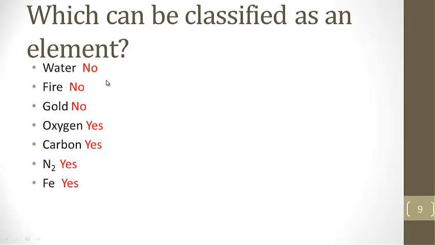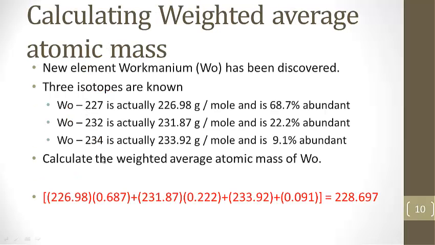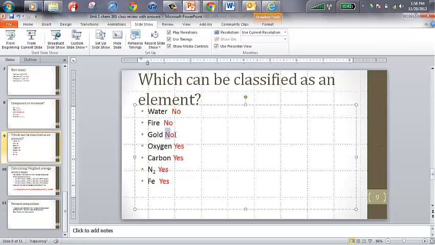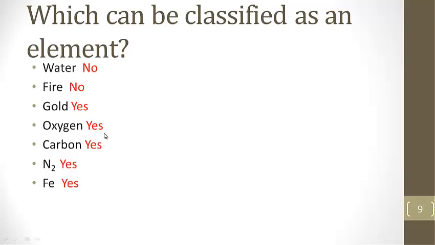All of these things could be, when we look at this list, are these elements or not? Water is not an element, fire is not an element. Gold, actually, this should be a yes. Excuse me, let me fix that. Gold is an element. I don't know why I have that as a no. Going too quickly there. Oxygen is an element. Carbon is an element. N2 would be considered an element because there's only one symbol there, and Fe, that's one symbol, a capital letter, then a lowercase letter, that's just one element symbol, so that's an element.